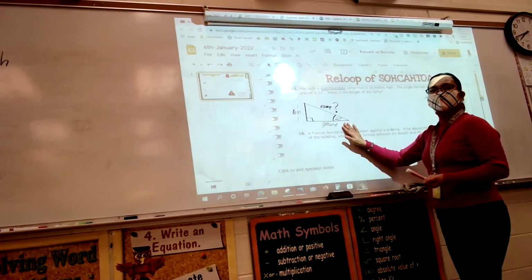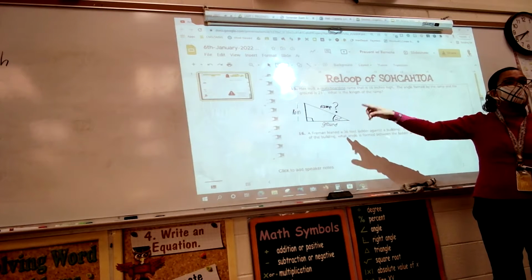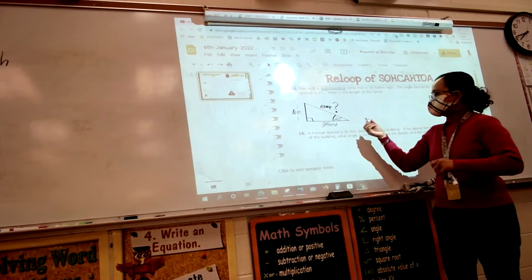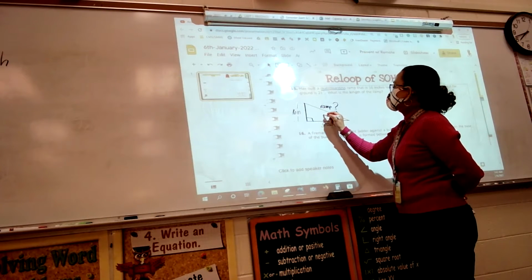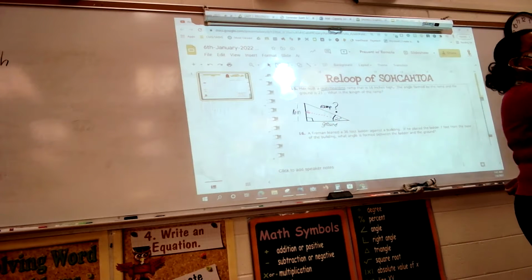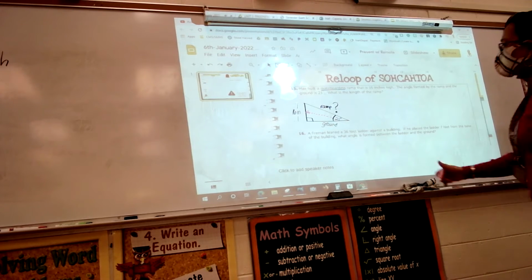Now, what is your angle reference in our first problem? What's your angle reference? 21. If this is your angle reference, how will I label 16? Is that the hypotenuse, the opposite, or the adjacent? Opposite. Okay, opposite.